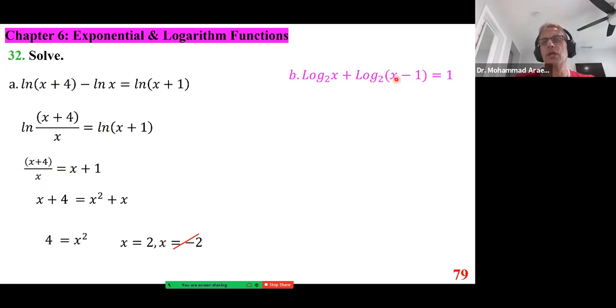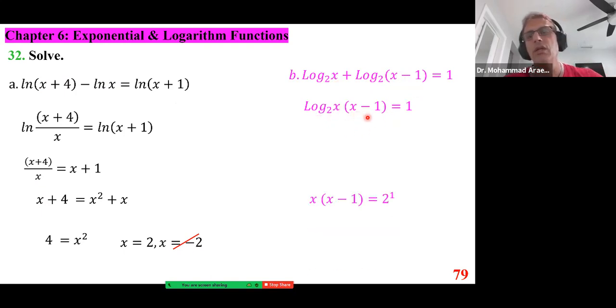For this equation, one side has a bunch of logs. Let's put them together. X times x minus 1. Okay. The right side is a number. There's nothing else you can do. Now you go to the definition. 2 to the power of 1 is x times x minus 1. You are going to solve this simple equation.